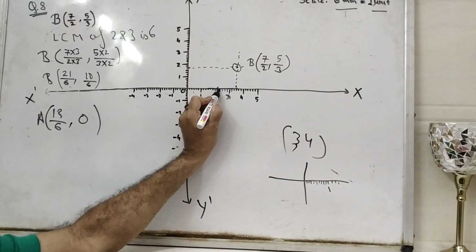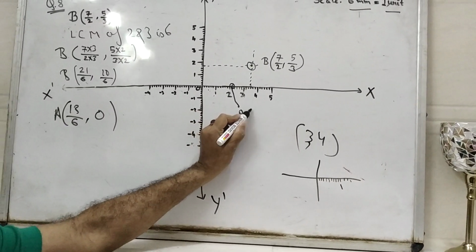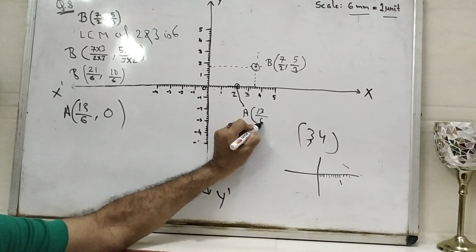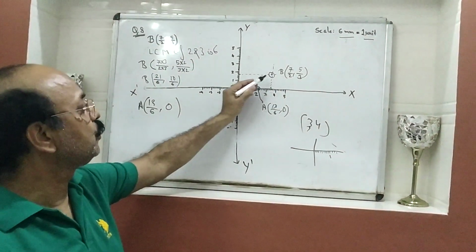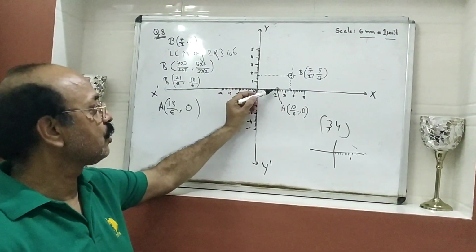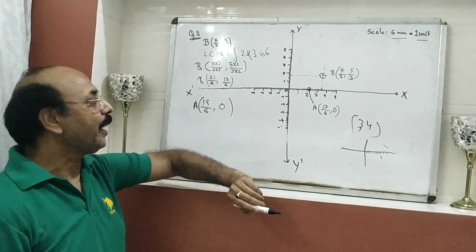This point is your A point and this is your 13 by 6 comma 0. In this way, you are able to plot both the points. This is your A point and this is your B point.